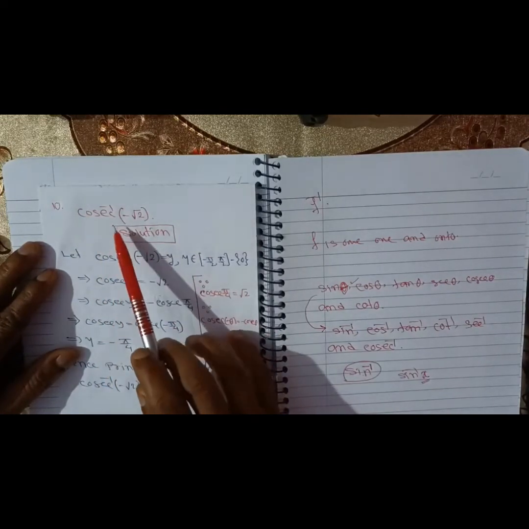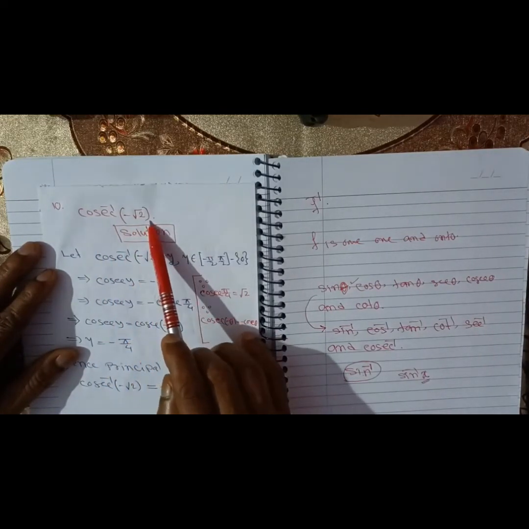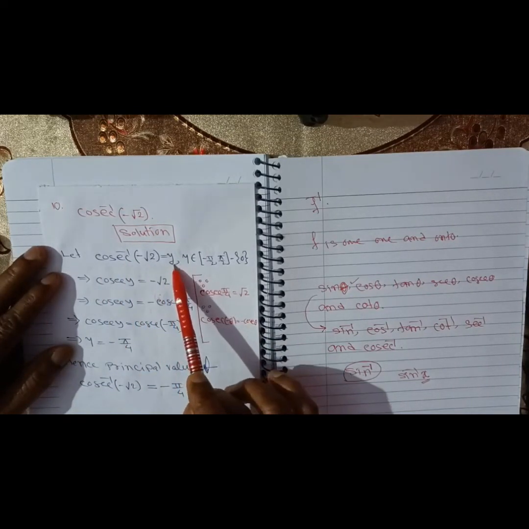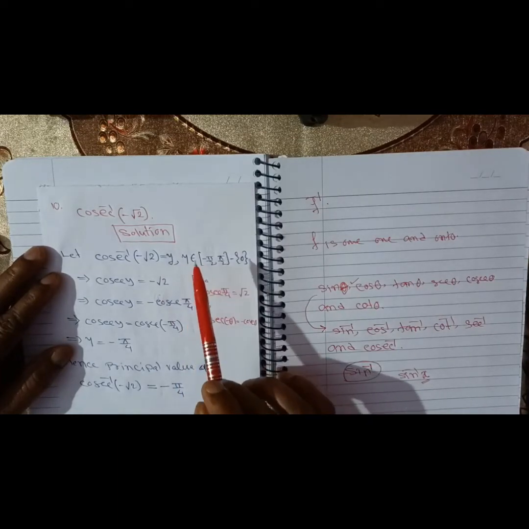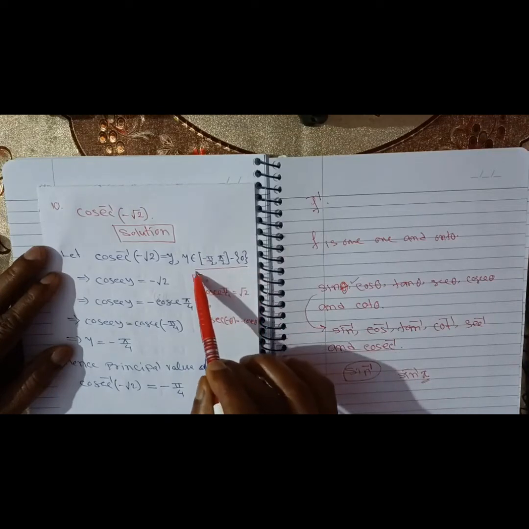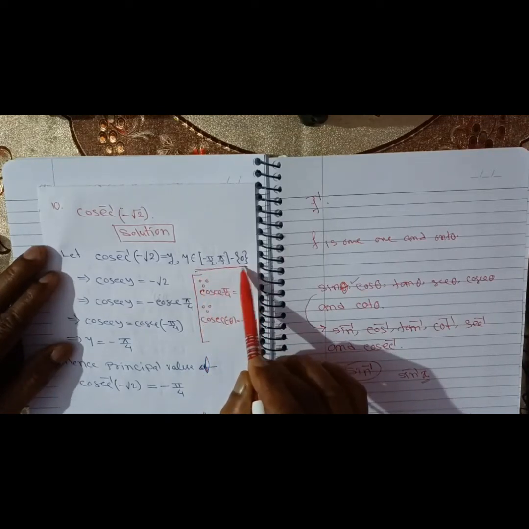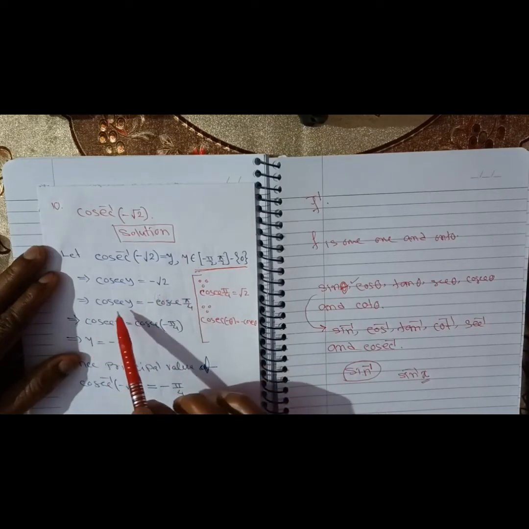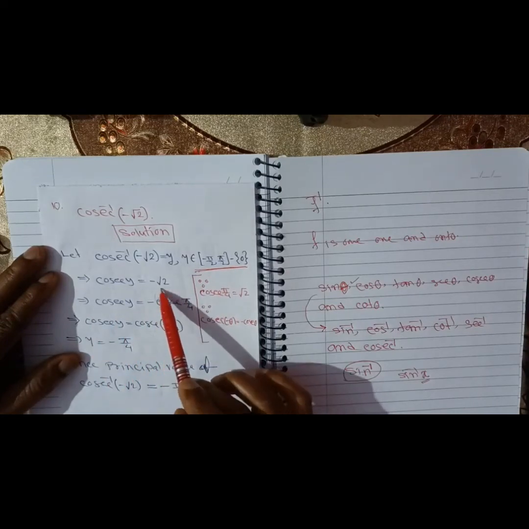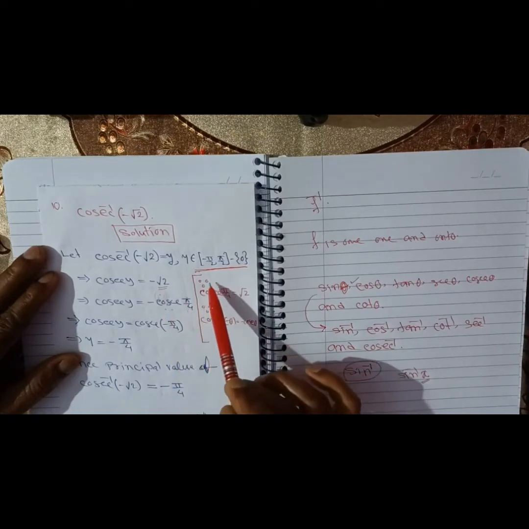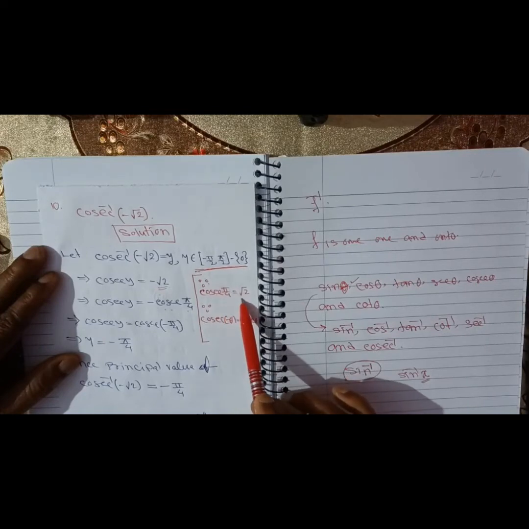Question number 10 is given, cosec inverse minus root 2. Solutions, let cosec inverse minus root 2 equal to y, where y belongs to the range. Range of cosec inverse is this. That's why we write this. This implies cosec y is equal to minus root 2. This implies cosec y is equal to minus, in place of root 2, we can write cosec pi by 4, since cosec pi by 4 is equal to root 2.